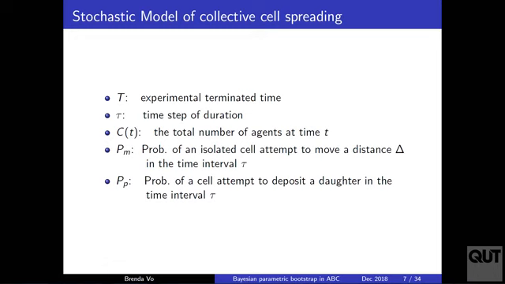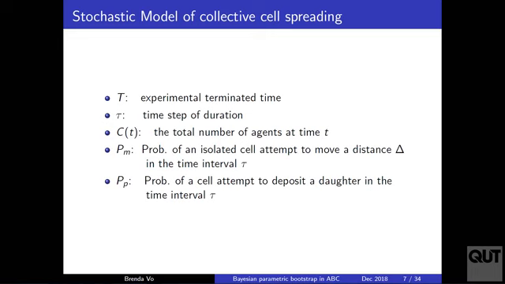Yes. So it's not the time series data. CT is the total number of agents. For the model, we call that agents. For the real data, that's the cells. PM is the probability of an isolated cell's attempt to move a distance delta in the time interval tau.